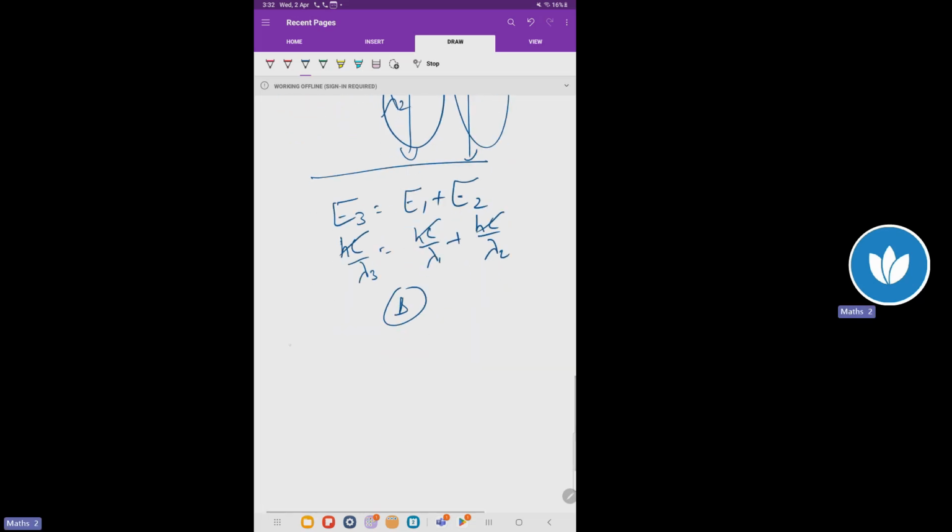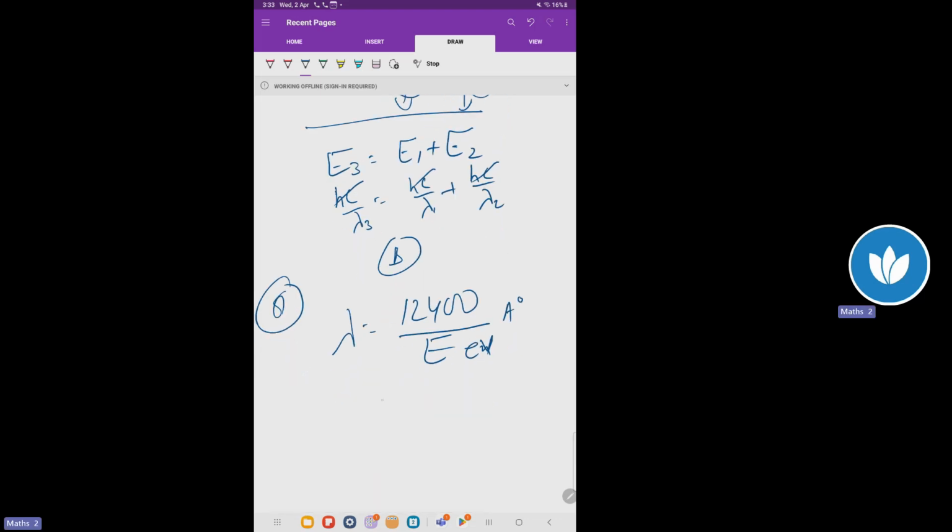Question number 8. The energy required to excite a hydrogen atom from the 1 to 2 energy state is 10.2 electron volt. What is the wavelength of the radiation emitted? Lambda is equal to 12,400 upon energy in electron volt. This answer is in angstrom. 12,400 upon 10.2. Approximate answer is 12.